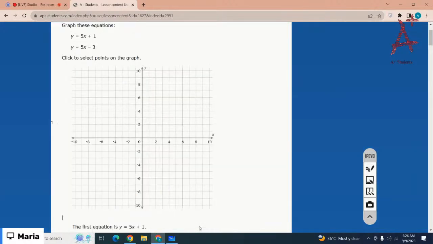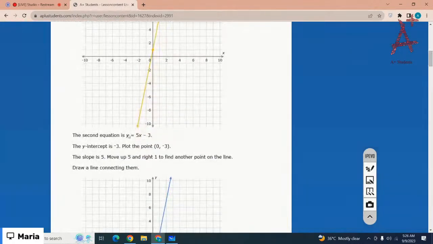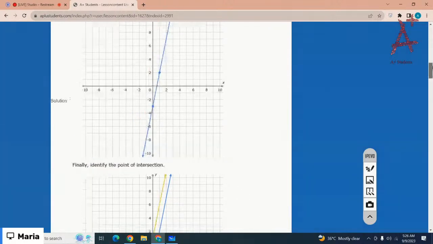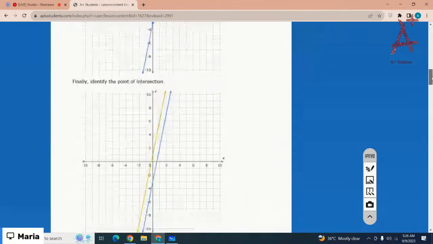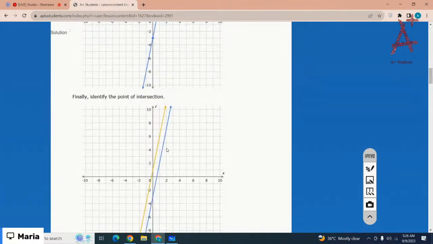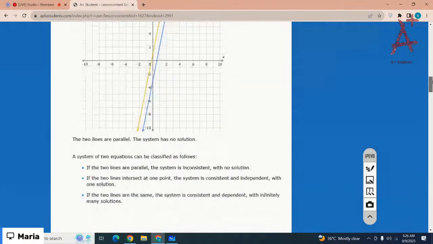Now you have to plot the second equation exactly the same, right? For the second one, the slope is 5 and the y-intercept is negative 3. That means the graph is touching the y-axis at negative 3. The slope is 5. That means you have to move up 5 points and right 1 point. So you have to plot both the lines on the same graph, right? It would be like this. You can see both the equations are exactly parallel. Both the equations have no point of intersection. That means the system has no solution, right?